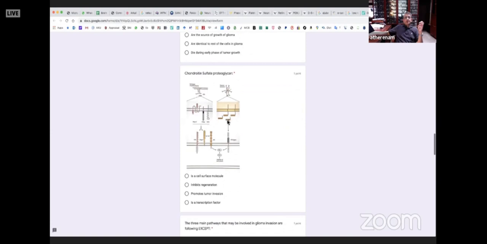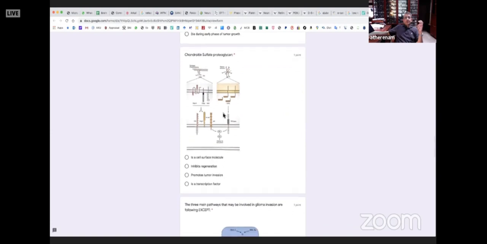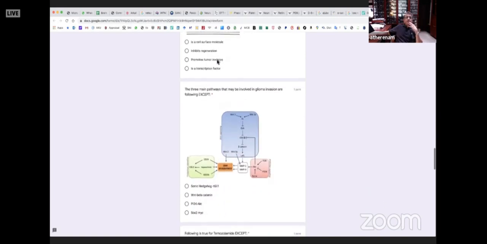Chondroitin sulfate proteoglycan, this one, is a cell surface molecule. No, it's an ECM molecule. It's released out. It inhibits regeneration. Does it promote tumor invasion? Yes, it can. No, it actually inhibits tumor invasion also. I showed actually one of my experiments there. It's a transcription factor. It's not a transcription factor, it's an ECM protein. So the answer is it inhibits regeneration.